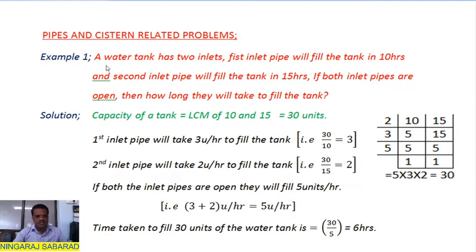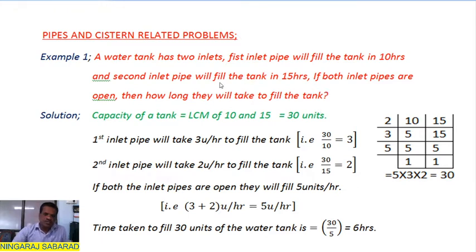See here in this example, a water tank has two inlets. The first inlet pipe will fill the tank in 10 hours and the second inlet pipe will fill the tank in 15 hours. If both inlet pipes are open, then how long will they take to fill the tank? So this is the question. For this tank there are two inlet pipes, and the times taken to fill are 10 hours and 15 hours respectively. Here we are supposed to calculate the total time required to fill the tank.